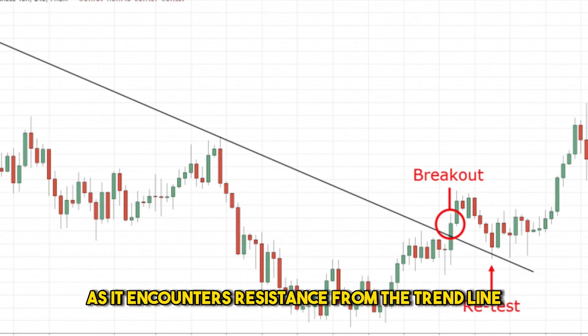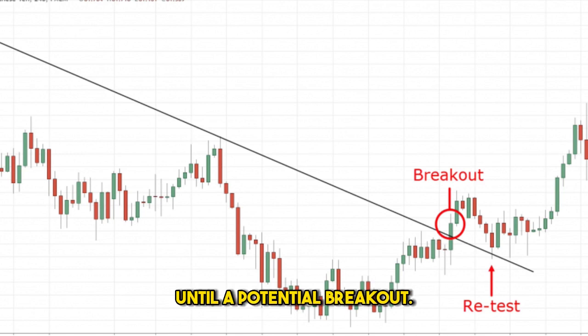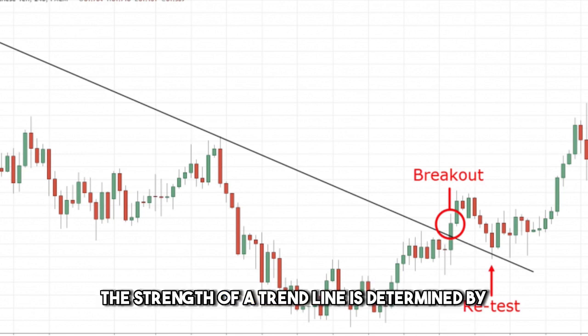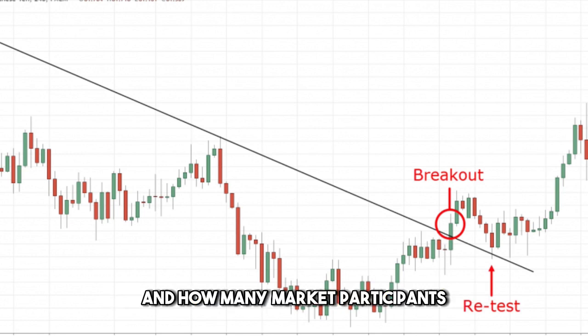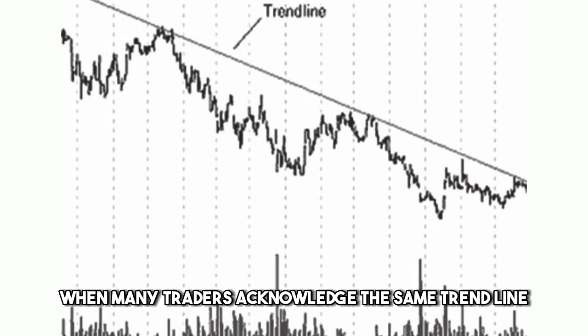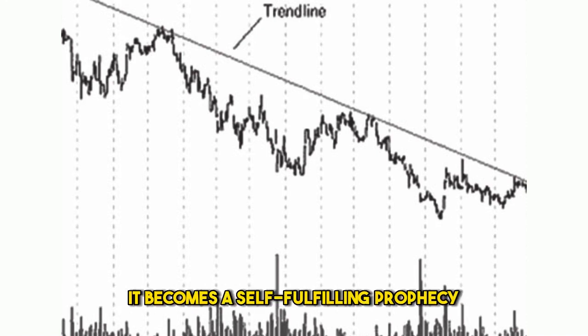Price may pull back as it encounters resistance from the trend line, leading to multiple retests until a potential breakout. The strength of a trend line is determined by the number of points that can be connected and how many market participants recognize the trend line. When many traders acknowledge the same trend line, it becomes a self-fulfilling prophecy.